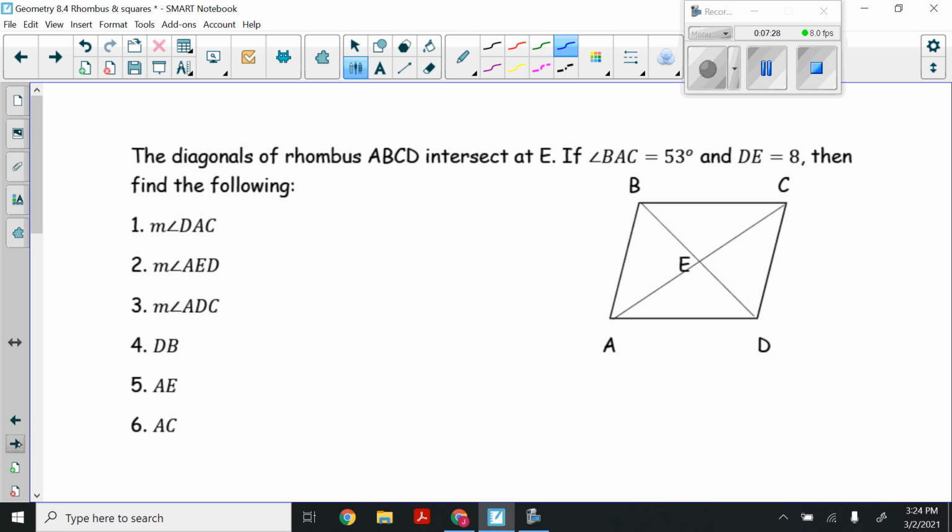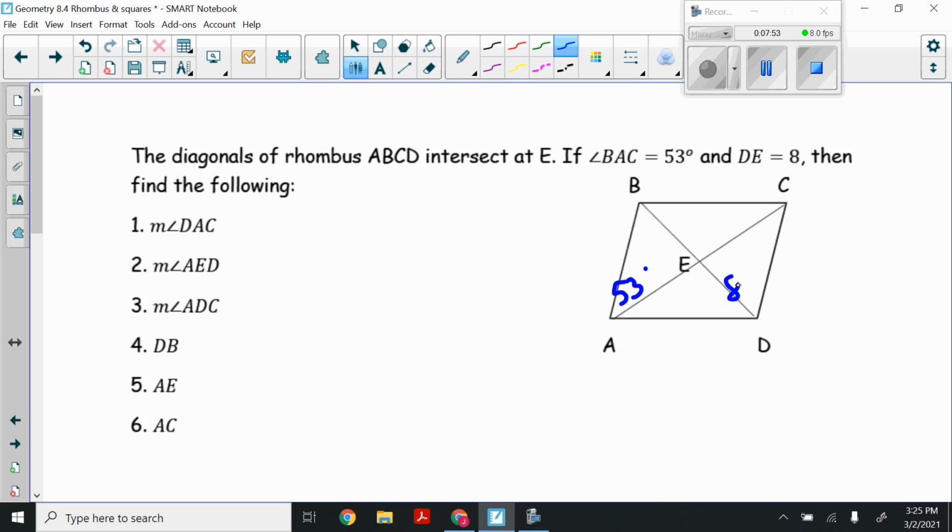All right, next problem. It says the diagonals of rhombus ABCD intersect at point E. If angle BAC is 53, so let's label that BAC, this is 53 degrees, and DE is 8, this is 8, then find the following. All right, so before we even look at 1 through 6, what they want us to find, let's go ahead and label everything that we know.